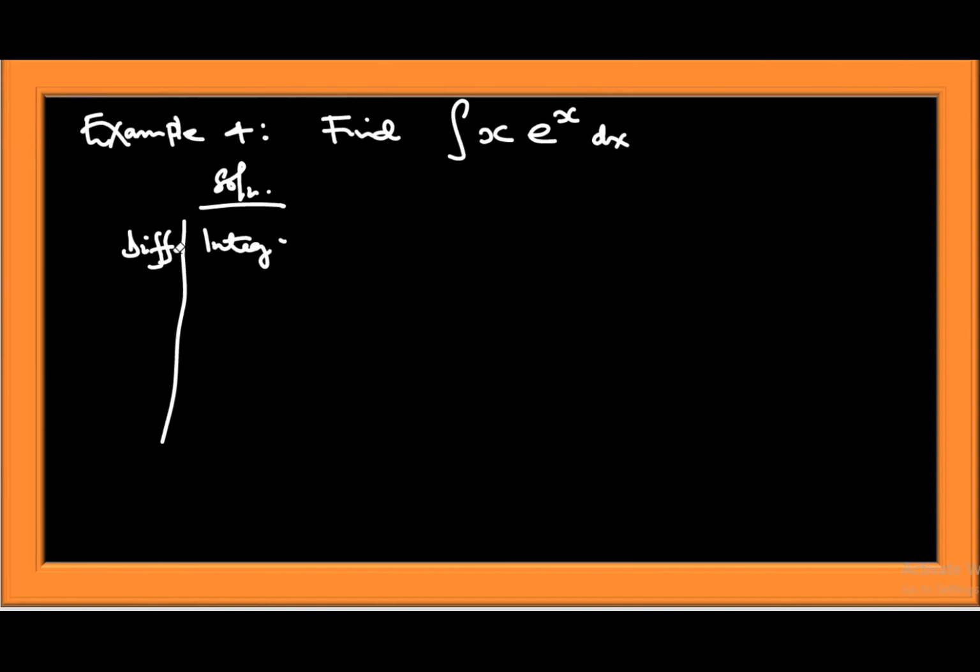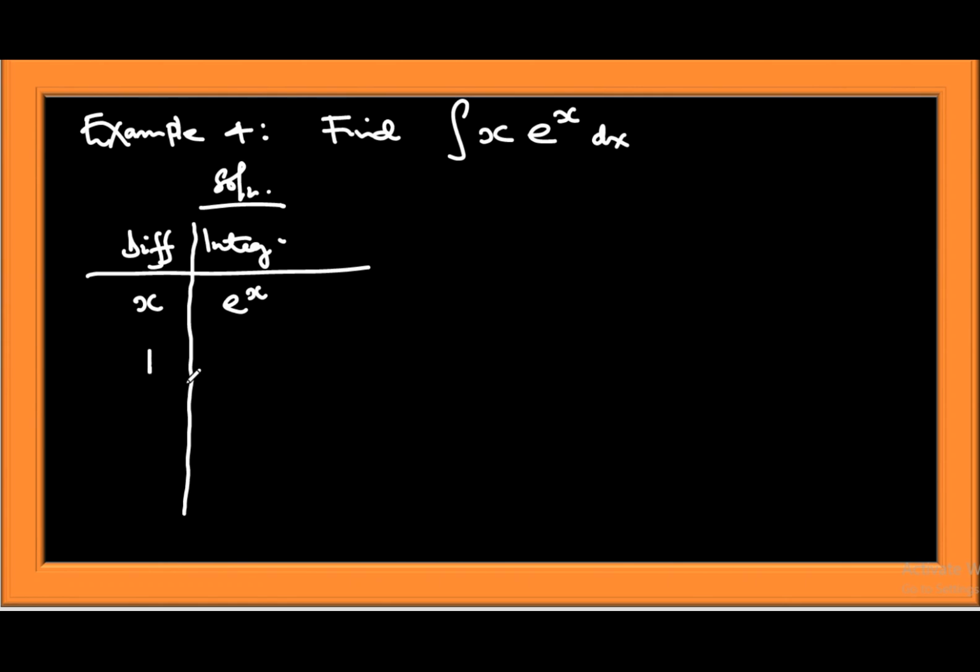What are we going to differentiate? That's what we need to ask ourselves. What are we going to differentiate and what are we going to integrate? Definitely, it's only x that can be differentiated a number of times until we get a 0. So I'll have x there. Then exponential of x will be there under integration.